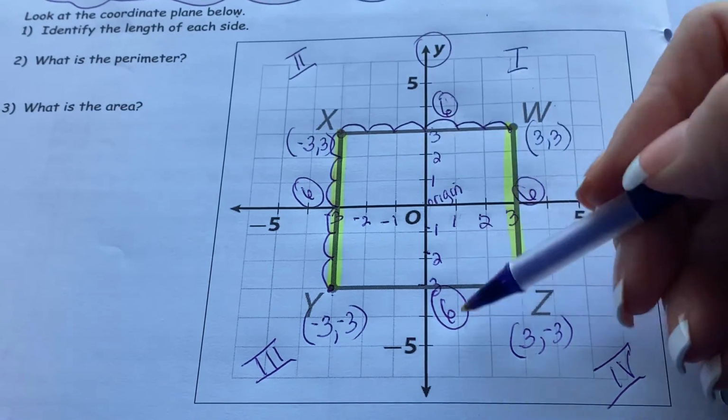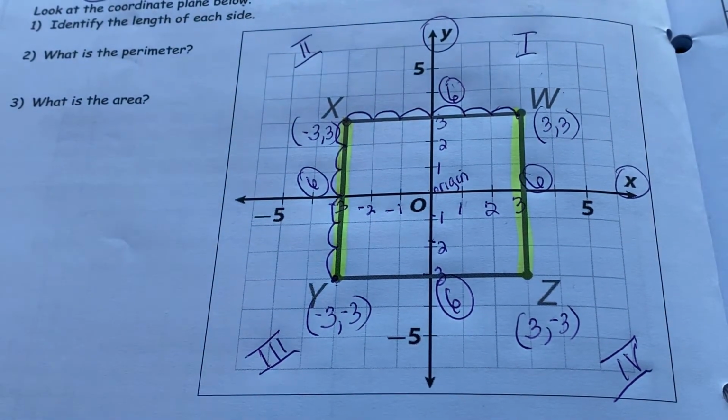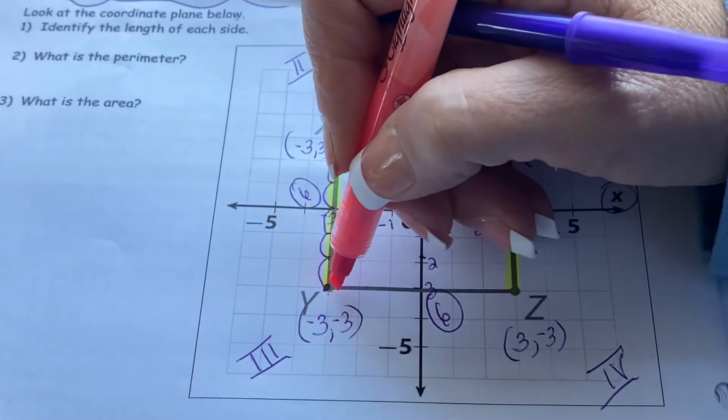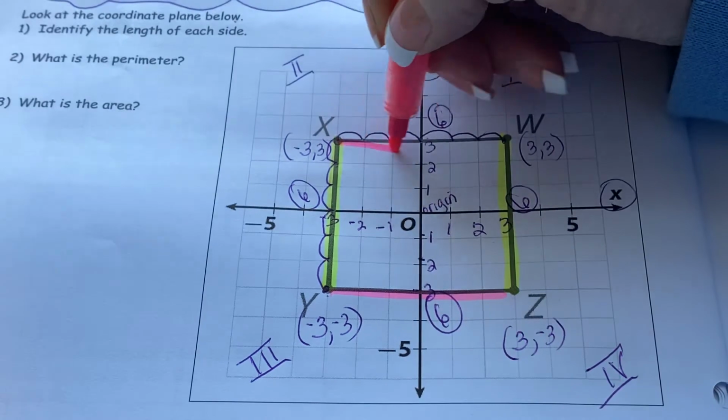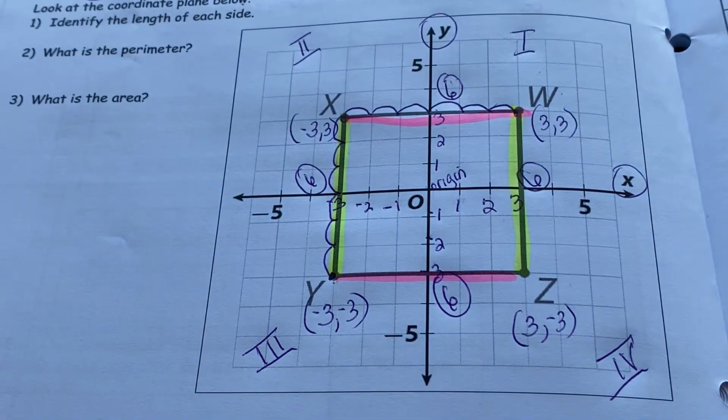So now this is 6 and this is 6. So I can grab another color if I'd like. And of course, I can never find one. Oh, here's a highlighter here. I can do this here and this here. And now I know those sides are both 6. They happen to be the same, and I'm pretty good to go.